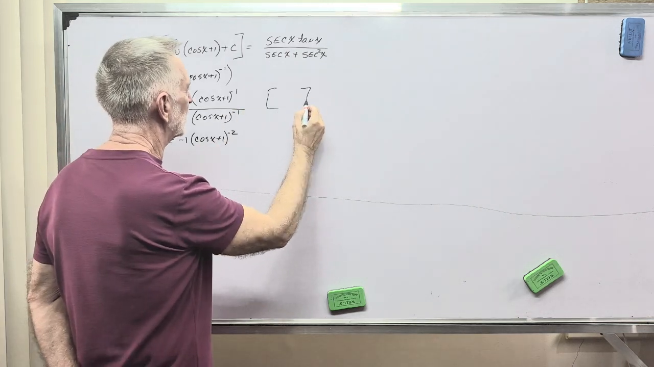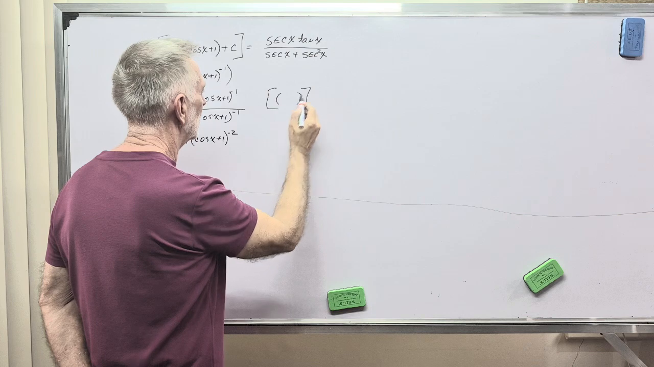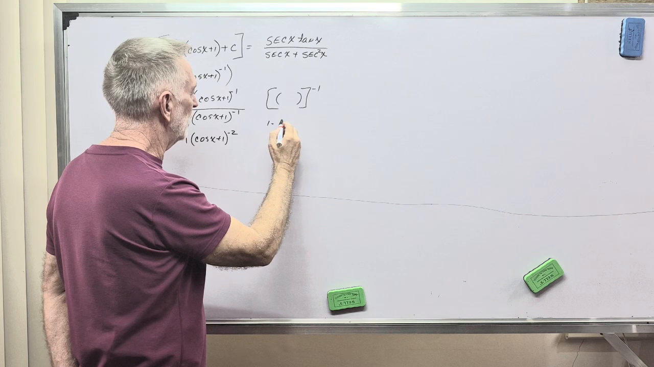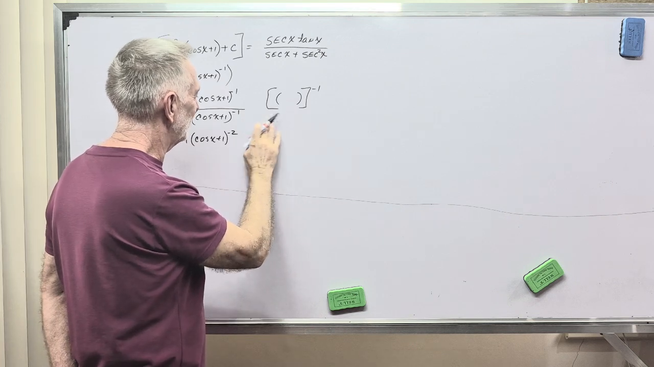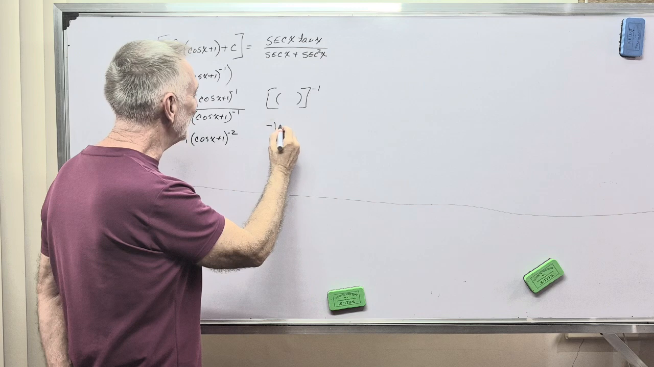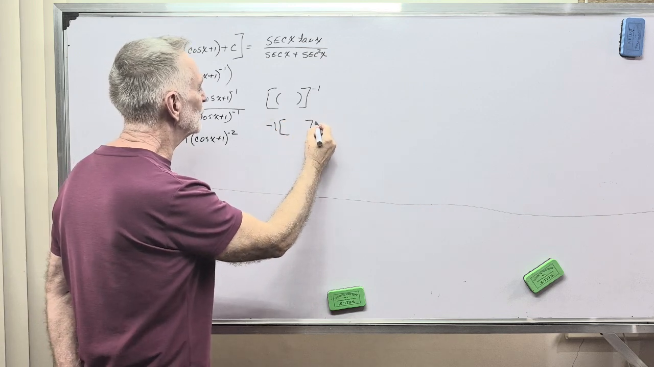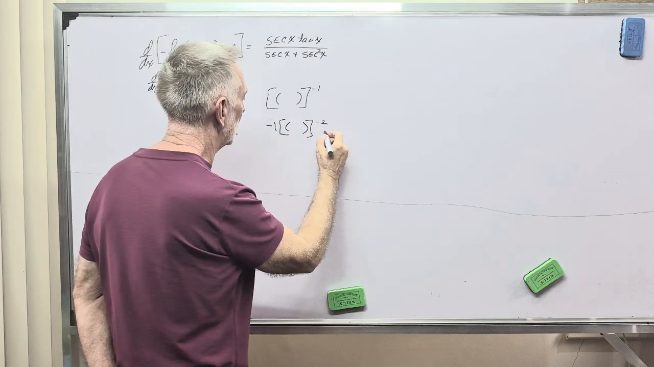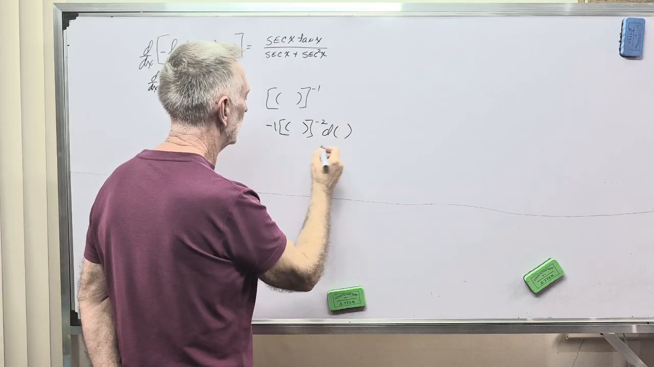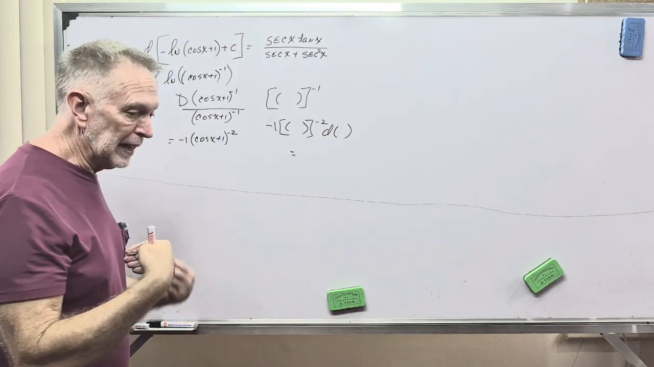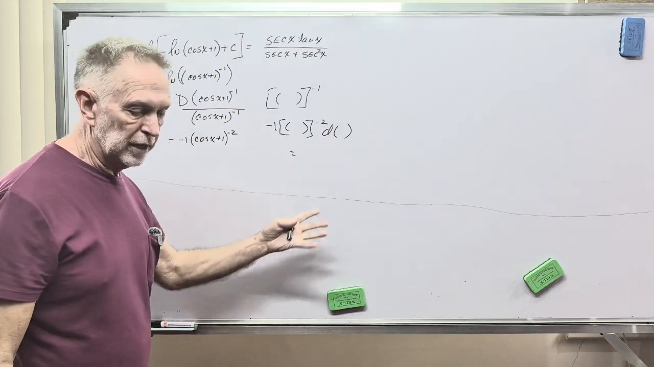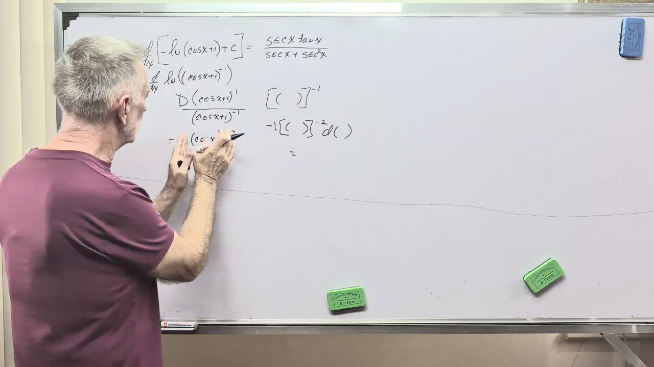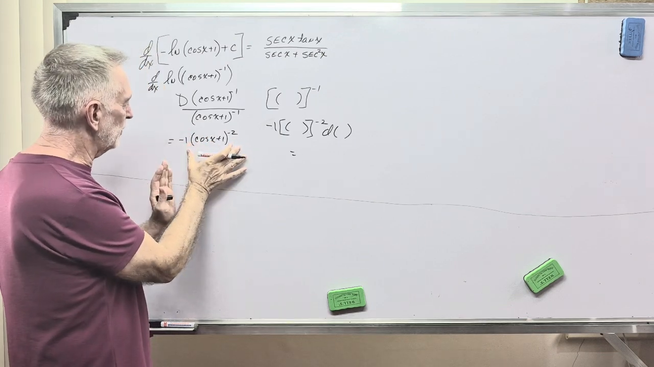Matter of fact, I'll draw it like this. We had that function to the negative 1. So we bring the negative 1 down. Not 1 negative, it's negative 1. Negative 1 times that outside function to the negative 2. Now we've got to take the derivative of the inside function. And that is how, in my mind, I think about the chain rule and the general power rule, how to use them. All right, so we've taken the derivative of the outside function.